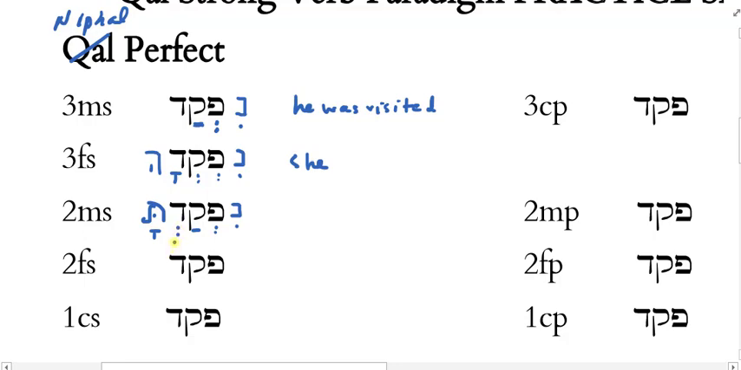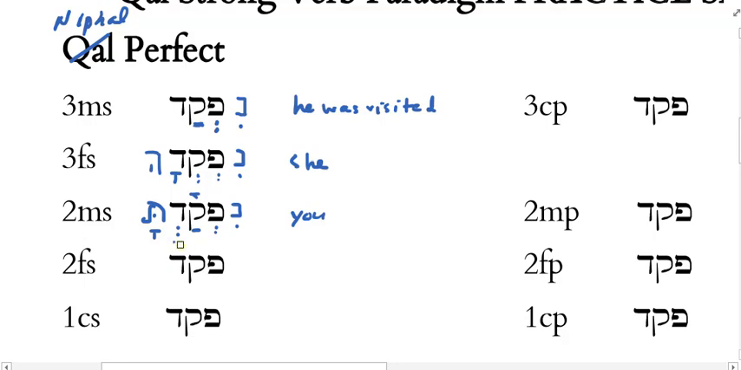It's a silent shva, right? So it's nifkadta. The subject is you, but this is a passive verb. Nifkadta is "you were visited" or "appointed." Okay? And my accent's going to be on the kof here. Nifkadta.